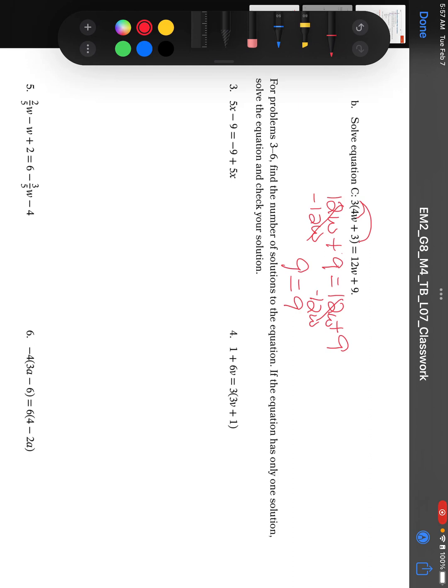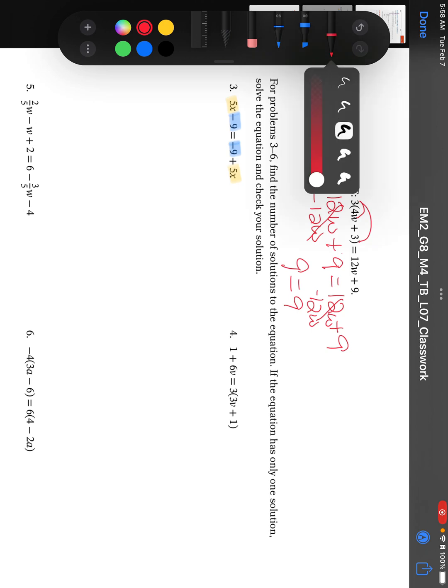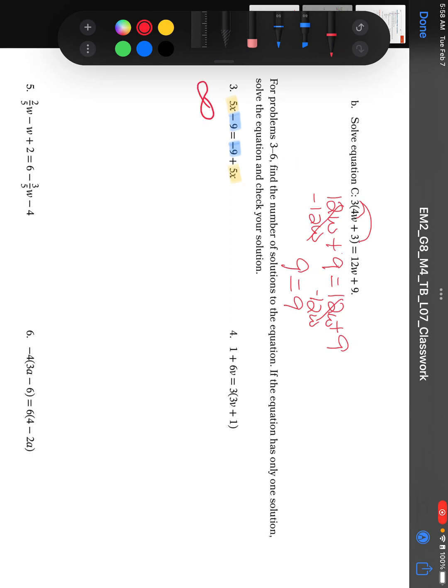So even just looking here at number 3, what do we have on the left? We have a 5x. Do we have that same 5x on the right? Yes. On the left, we have this -9, and we also have the same thing on the right. So I know just by looking at this, and I don't even have to do any further work, that this equation is going to have an infinite number of solutions.